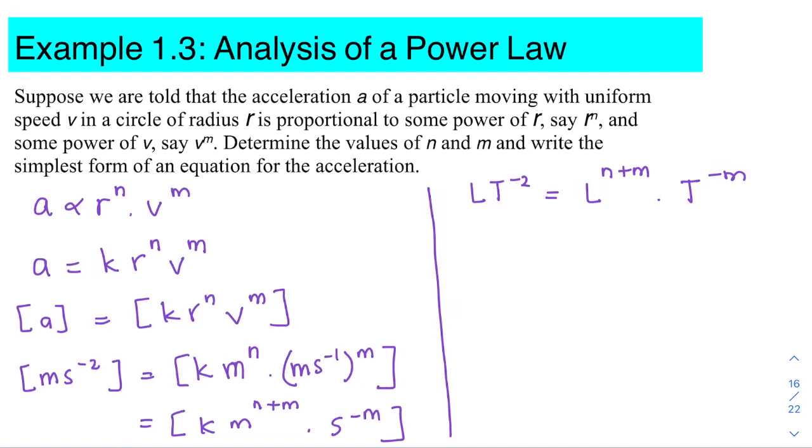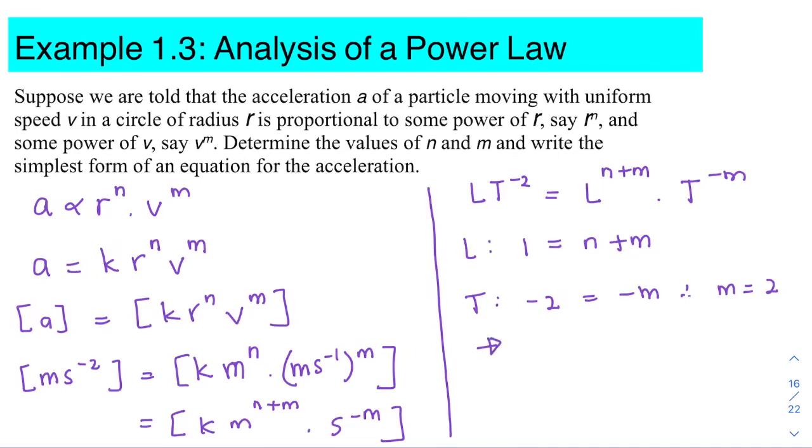So now power law analysis, right? For L, you have 1 equivalent to n plus m. For the t, you have -2 equivalent to -m. Therefore, you have one settled information here, m equivalent to 2.